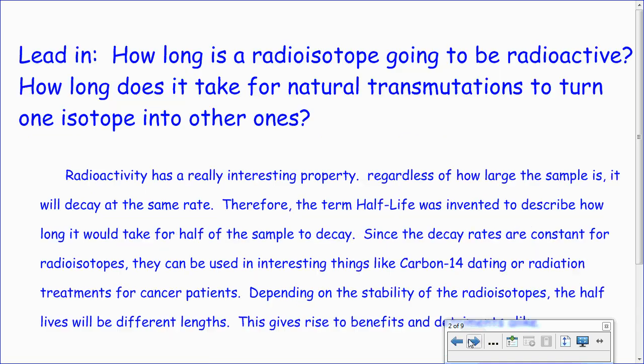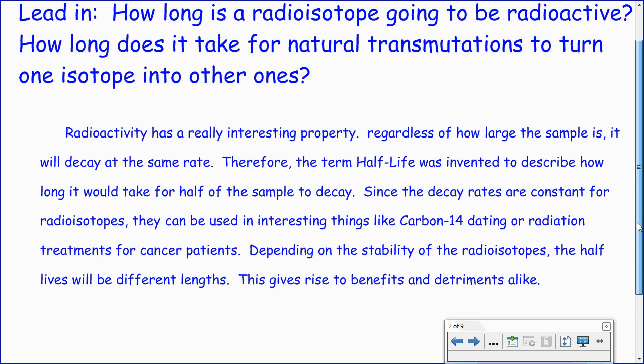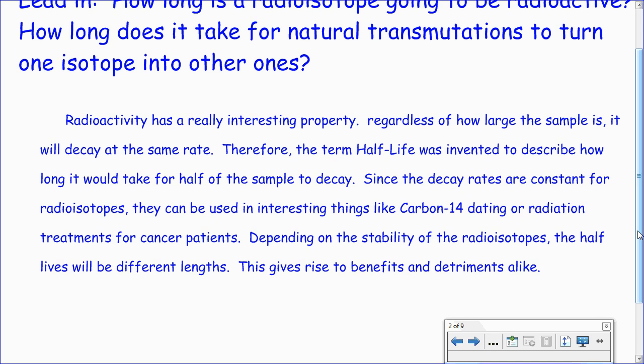Our lead-in here is: how long does it take for a radioisotope to decay all the way? How long does it take for natural transmutations to turn one isotope into another one? So radioactive activity is a really interesting property. Regardless of how big or small the sample is, the radioactive decay rate is going to be the same. So whether I have 1 gram or 1,000 grams of uranium, they both decay at the same rate. It's a property of the radioisotope.